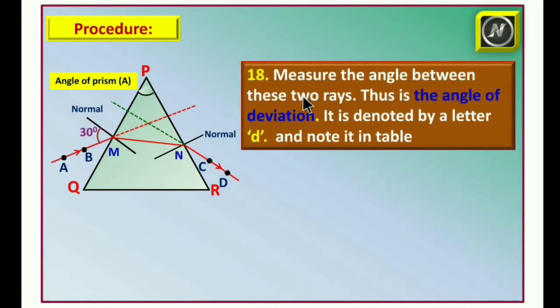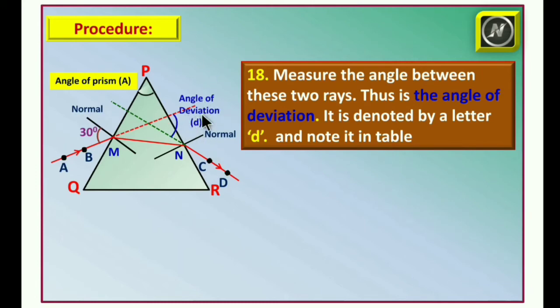Measure the angle between these two rays. Now try to measure the angle between this incident ray and the emergent ray. Thus we will get the angle of deviation. This is the angle of deviation, and it is denoted by the letter small d.